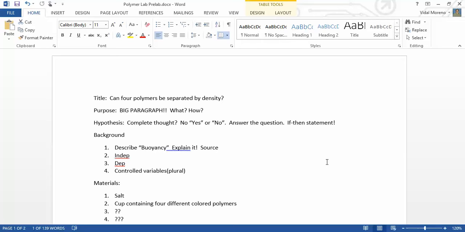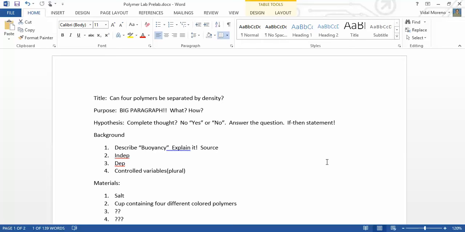Purpose, big paragraph. What did you do? What are you going to find out? How are you going to do it? Make sure you describe buoyancy. Explain it. Make sure there is a place, a URL. If you put wikipedia.com, what you're basically saying is, Mr. Moreno, please take 3 points off. I want 3 points off. I will give you what you want.